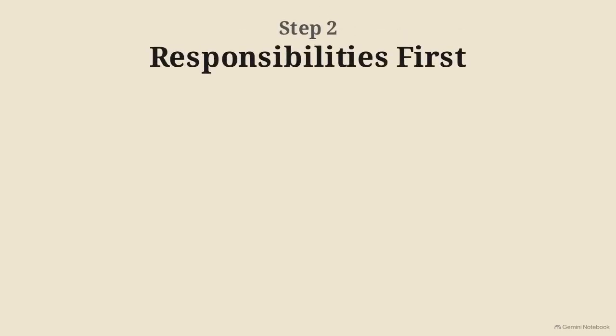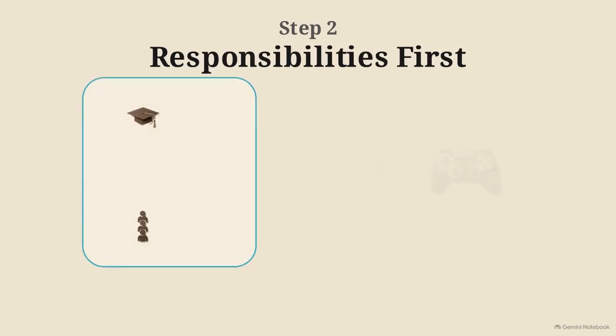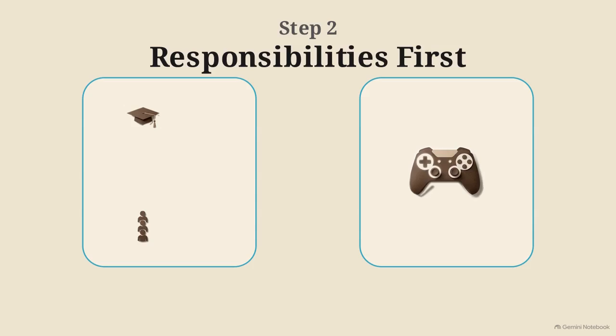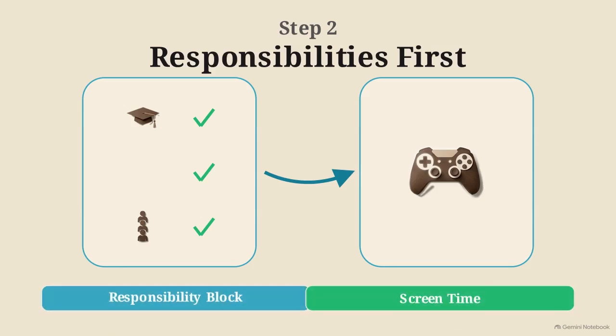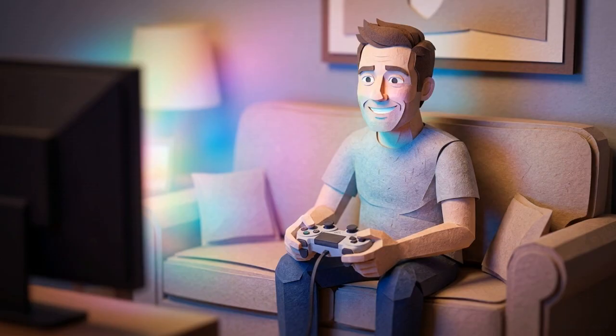Step 2 establishes your priorities. The foundational concept here is that digital entertainment follows real-world duties. This is the responsibilities first rule. It mandates that essential daily tasks must be finished before any screens are activated. Specifically, this includes completing all homework, finishing assigned chores, and fulfilling family duties. By making screen time a result of finished tasks, you create a predictable schedule for the day. This provides a clear answer for when gaming or videos can begin.